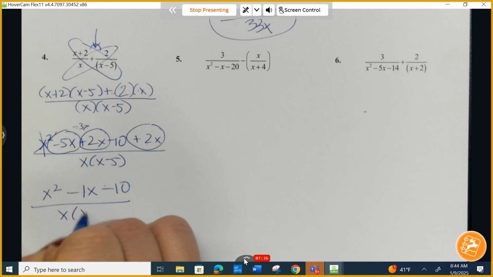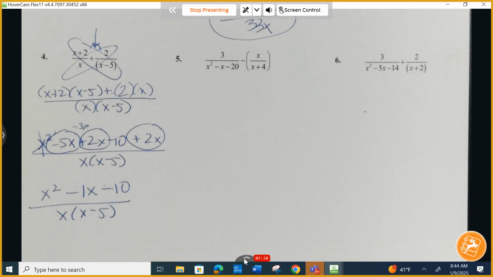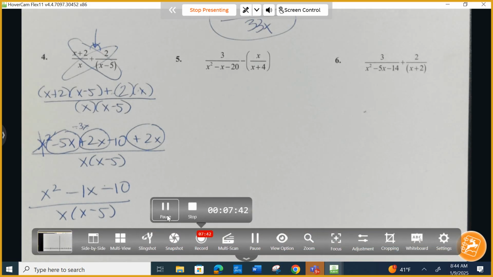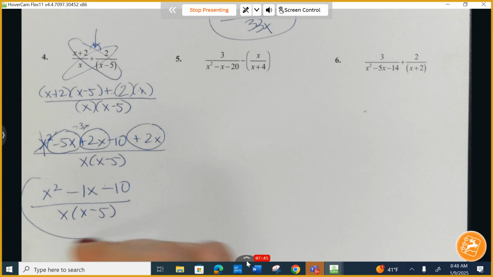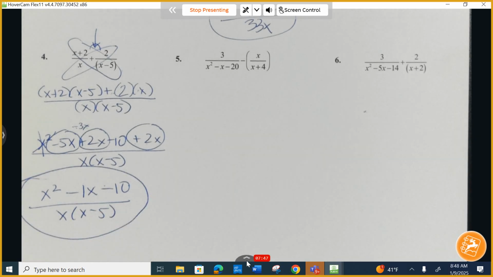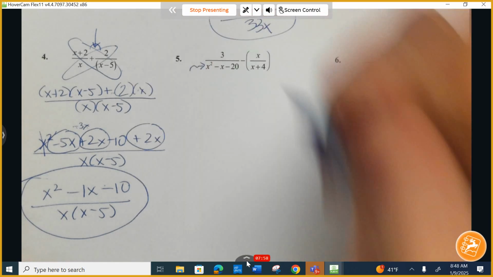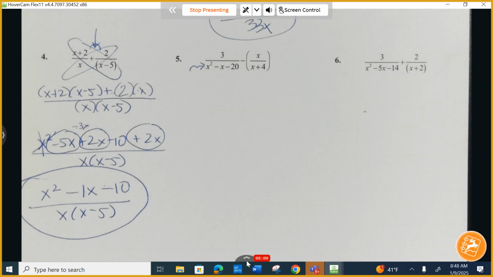So before I can ask myself, am I done, I really have to ask myself, can you factor the numerator? So this particular numerator cannot be factored, which means if I can't factor and see if I can simplify it, I'm done. I'm good. Let's look right now at number 5. I want you to start right now by factoring this denominator. You have 30 seconds. Begin.